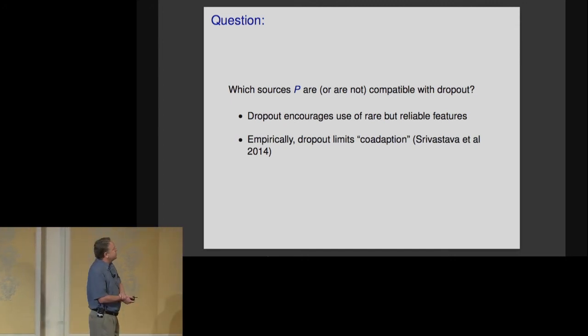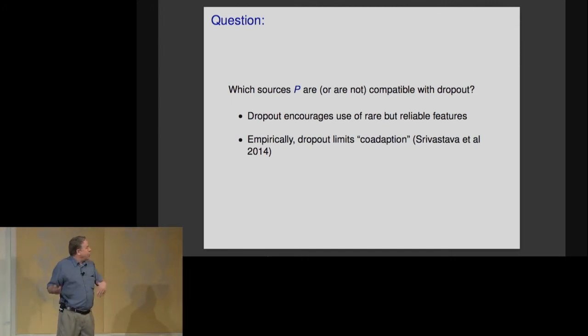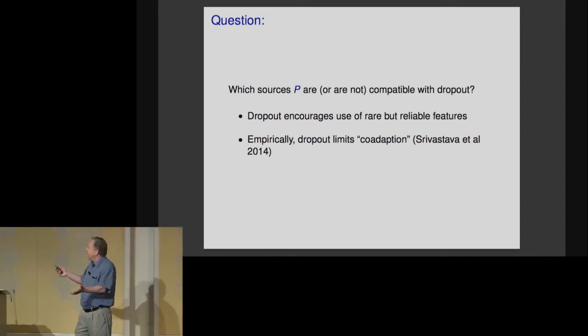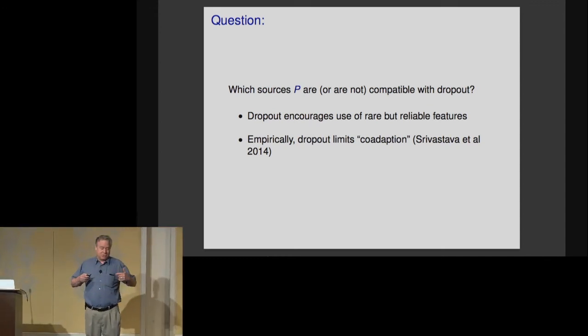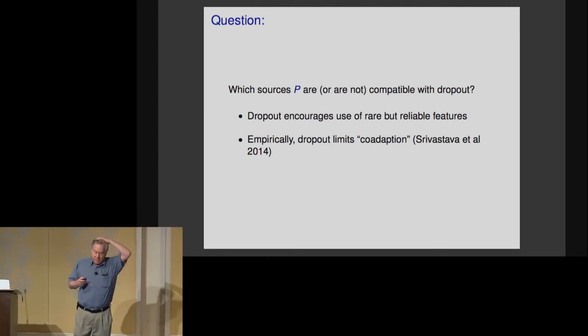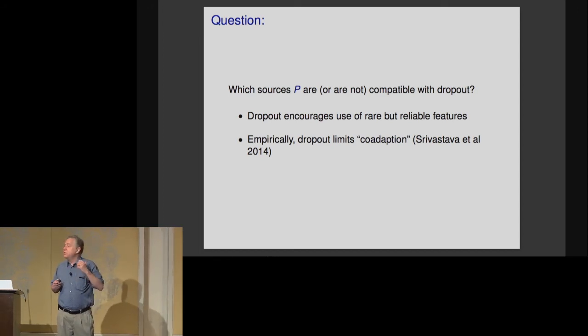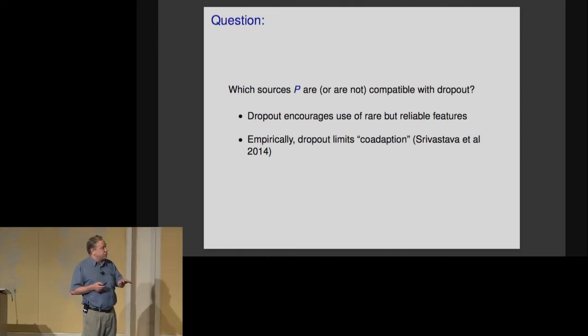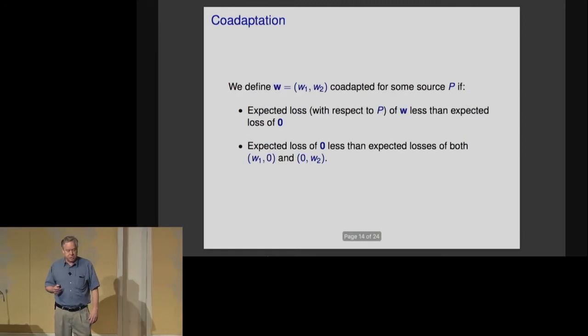So what we're interested in is what sources are or are not compatible with dropout, and dropout gives partial answers to this: dropout encourages the use of rare but reliable features. And empirically, Srivastava has noted that dropout limits co-adaptation. It tends to learn networks where units learn simple functions of their inputs.